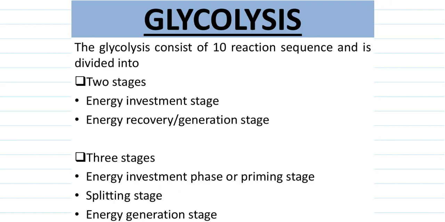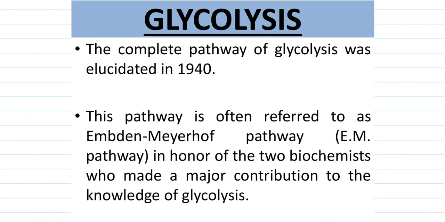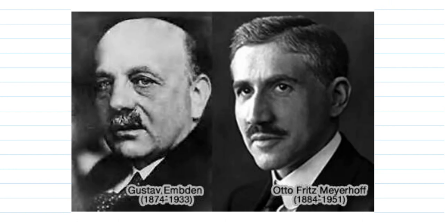The complete pathway of glycolysis was elucidated in 1940, and this pathway is also often referred to as the Embden-Meyerhof pathway or EM pathway, in honor of the two biochemists who made a major contribution to the knowledge of glycolysis. They are Sir Embden and Sir Meyerhof.